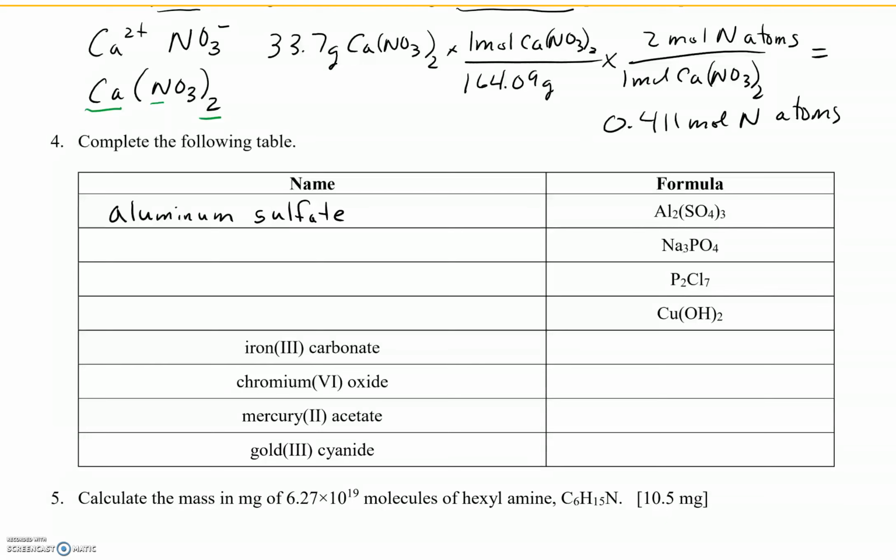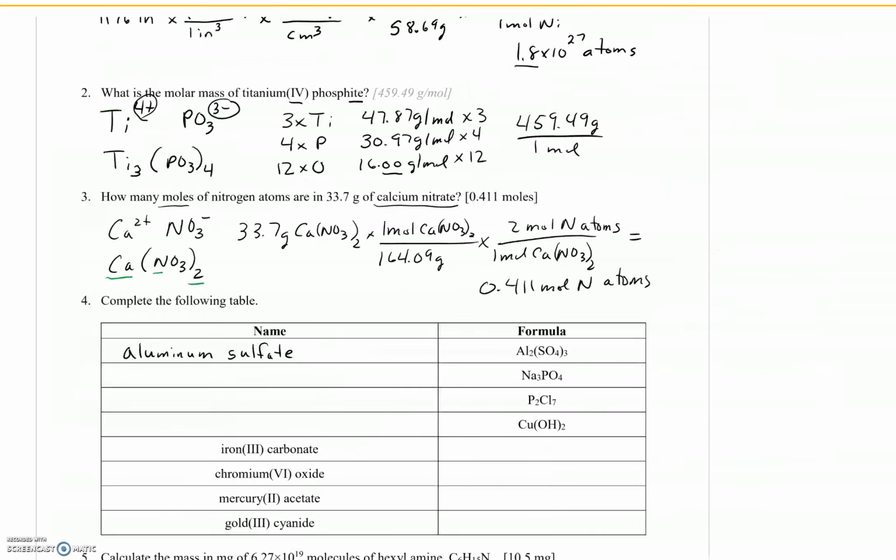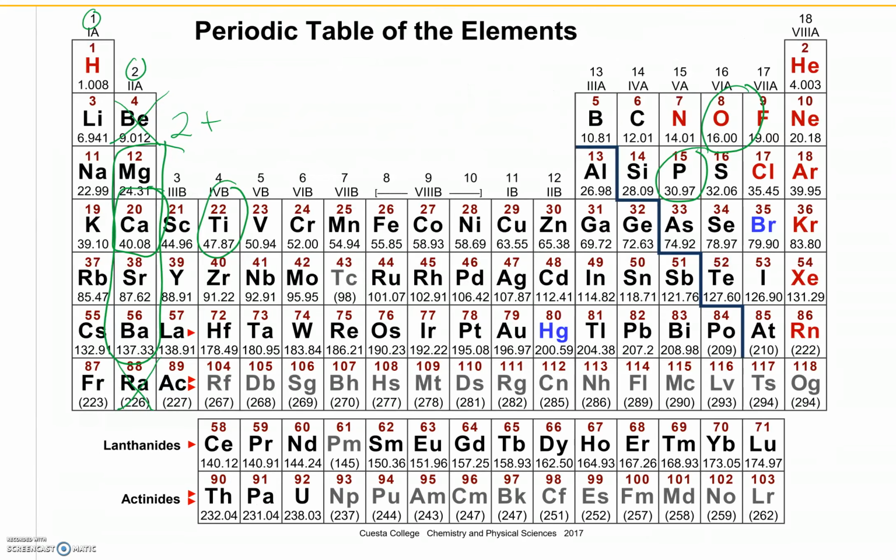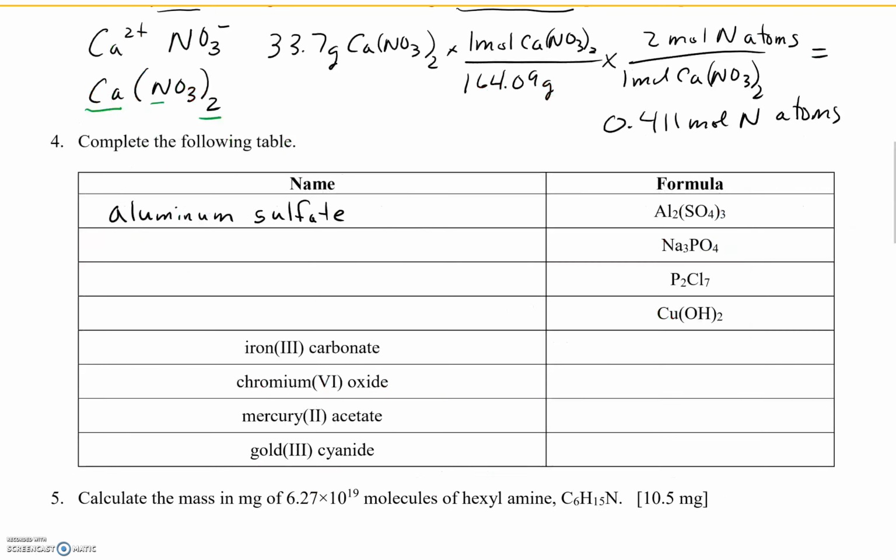So the name of that compound is simply aluminum sulfate. Aluminum is one of the elements that follows the rule that it always makes a +3 ion when it forms compounds. You can see that based on its position on the periodic table. Sodium makes a +1 ion, magnesium makes a +2 ion, and aluminum makes a +3 ion.